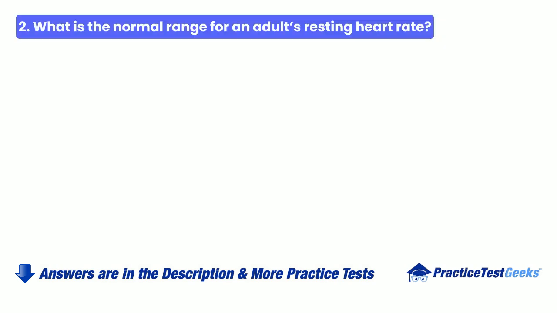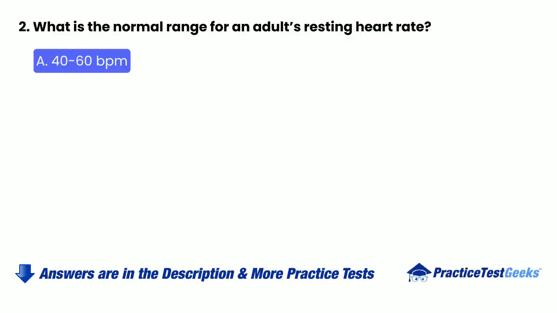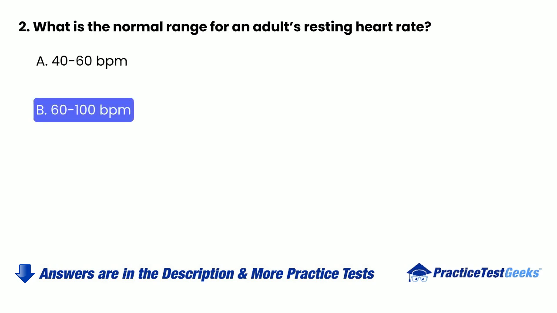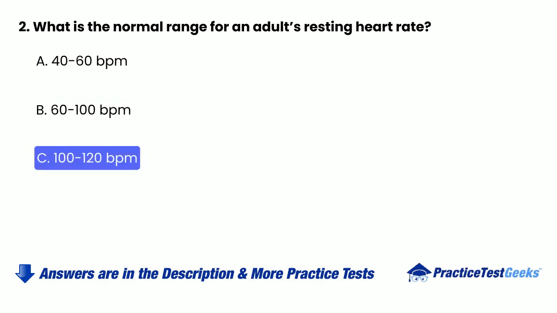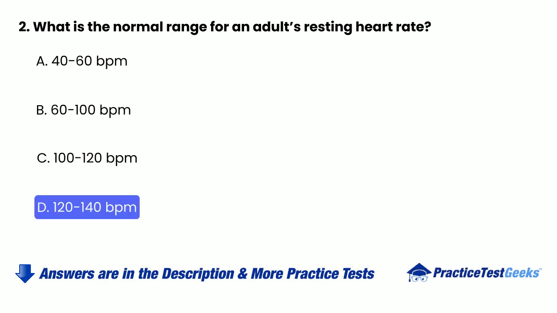2. What is the normal range for an adult's resting heart rate? A. 40 to 60 BPM. B. 60 to 100 BPM. C. 100 to 120 BPM. D. 120 to 140 BPM.